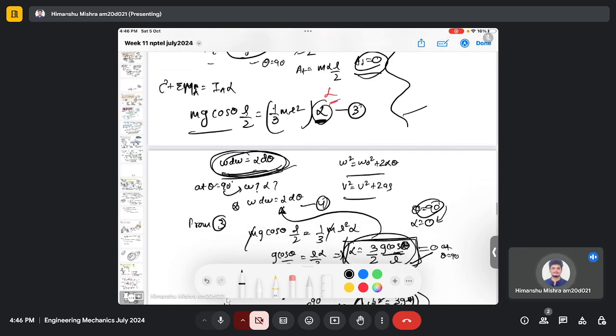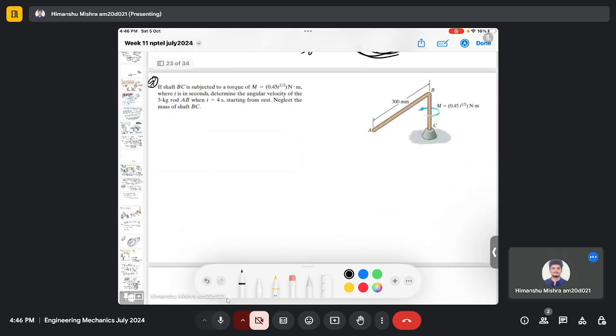So let's move to another problem. If shaft BC is subject to a torque M, which is given in terms of time, determine the angular velocity of the 3 kg rod AB when time equals 4 seconds, starting from rest. Neglect the mass of shaft BC. So this shaft is rotating and we need to find the angular velocity of shaft AB at time equals 4 seconds.